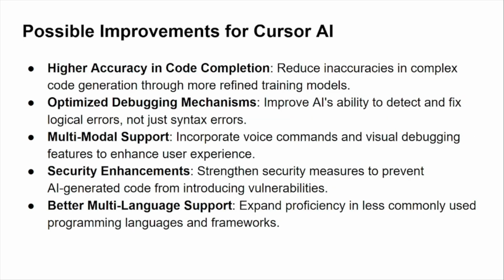And we are going to discuss the possible improvements for Cursor AI. Higher accuracy in code completion. It reduces inaccuracies in complex code generation through more refined training models. And the next is optimized debugging mechanisms. It improves the AI's ability to detect and fix logical errors, not just syntax errors.